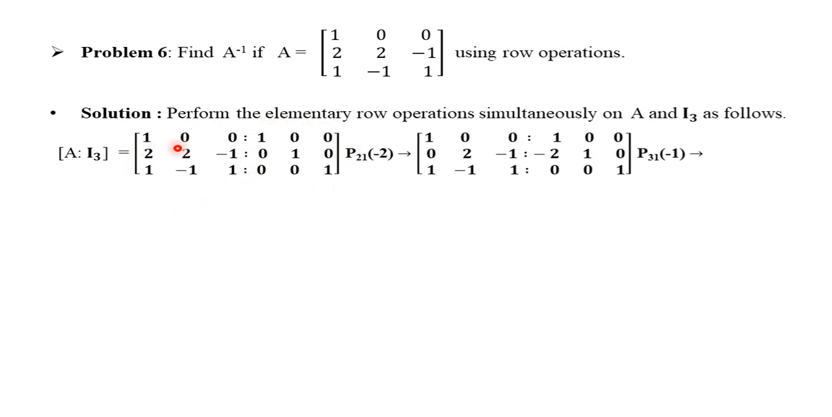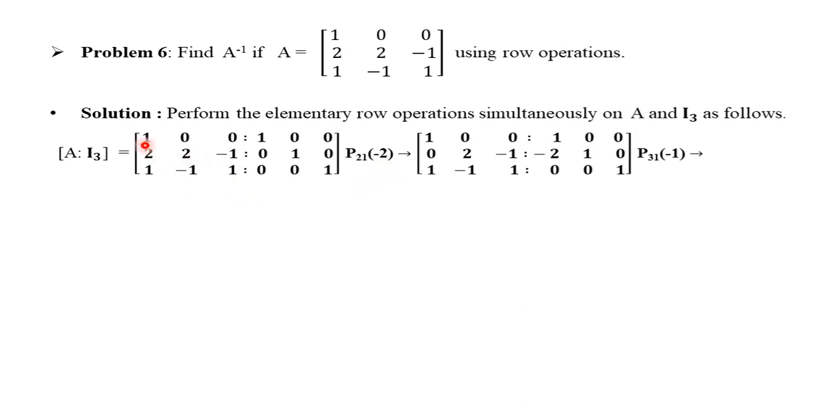Now we see that the first rows, 1 0 0 and 1 0 0, are equal in matrix A and I3 itself. So we do not need any row operation on these two rows of A and I3. Now I perform row operations on the second row and the third row, because we need these elements 0 1 0 and 0 0 1 instead of 2 -1 and 1 -1. So I perform the row operation P21(-2) to get the first element of the second row as 0. I want 0 here, so I perform this.